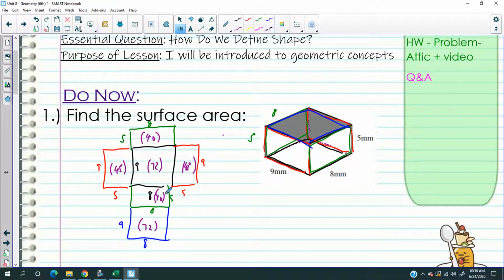And now I have to add all these numbers up. Let me get the calculator. What would that be? 40 plus 45 plus 72 plus 45 plus 40 plus 72. So that's 314. 314 what? Millimeters squared. Okay, so that's that. All right, moving on.